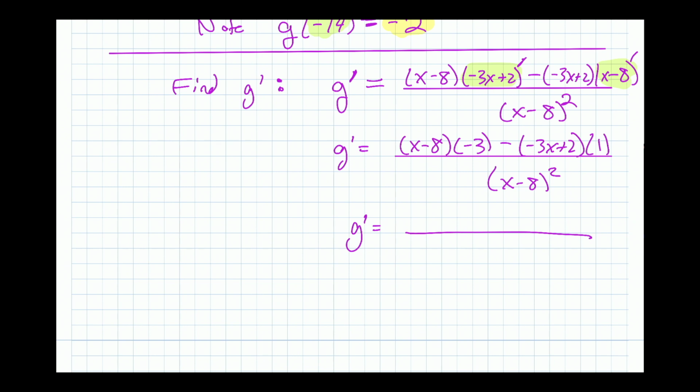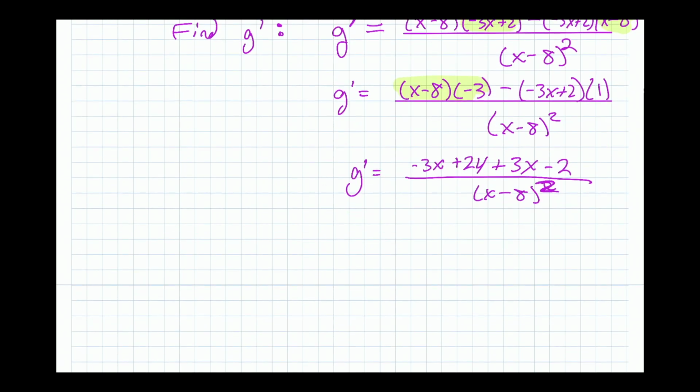So I've got x minus 8 times negative 3. That's going to be minus 3x plus 24. And here, the 1, that's easy. So I just need to distribute that minus sign. So minus 3x is plus 3x. And then minus 2 is minus 2.